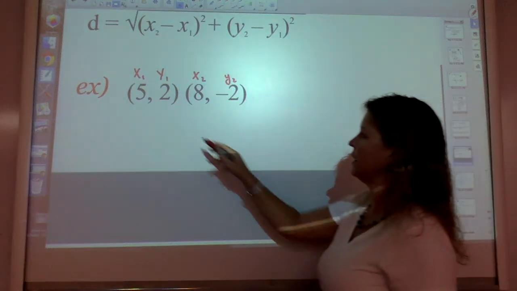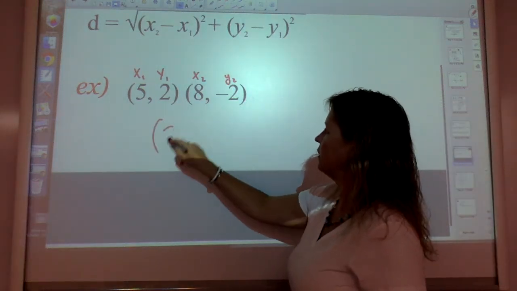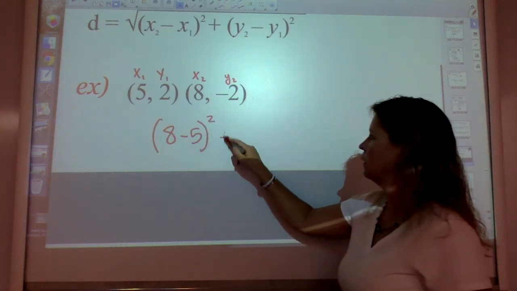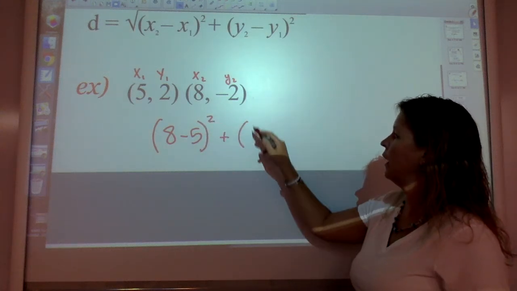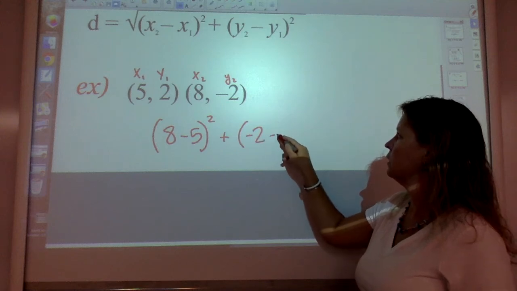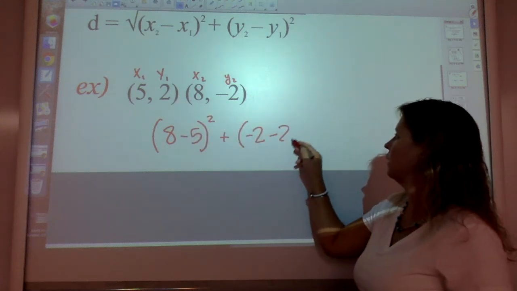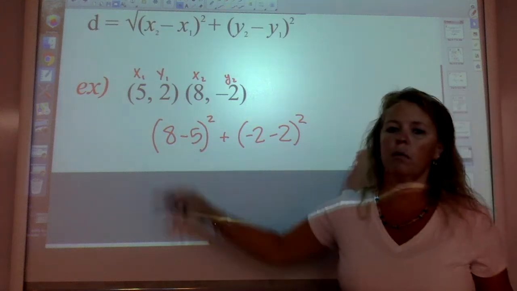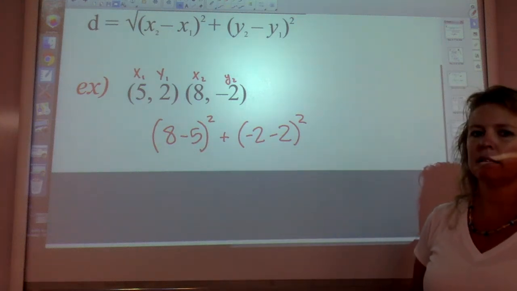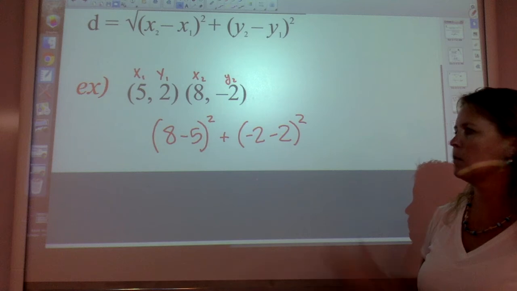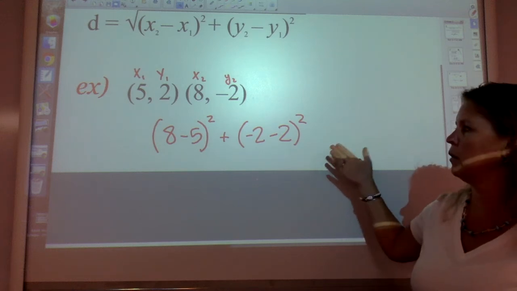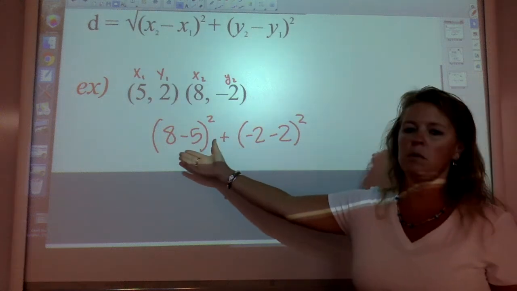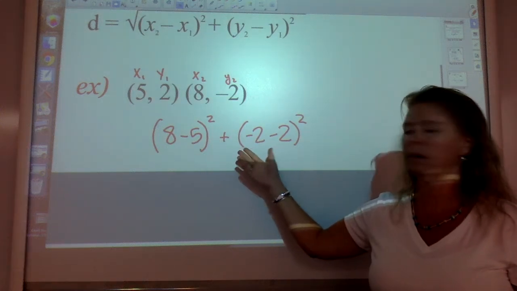It says go ahead and take the second x, 8 minus 5, and square it. Plus your second y, -2. Subtract your first y and square it. I will take the square root of this, but not yet. Not yet, I'm going to let you take the square root because we don't want decimals. You can get irrational decimals if you take the square root right away. And I don't want you to do these separately.